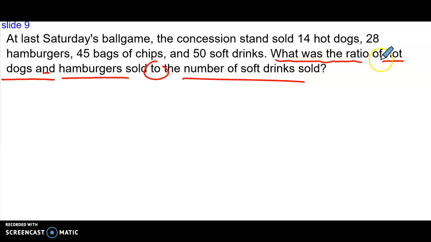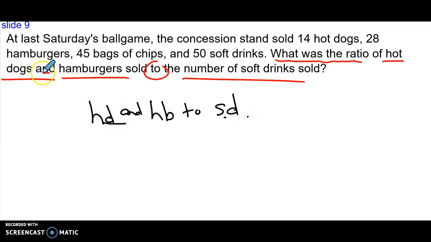What was the ratio of hot dogs and hamburgers sold to the number of soft drinks sold? What is the ratio of? That means it's going to be a fraction. All right? Ratio of hot dogs, HD, and hamburgers, HB, to soft drinks, SD. All right, well, what are we going to do with and? Whenever it says and, we're combining. That means we're going to add.